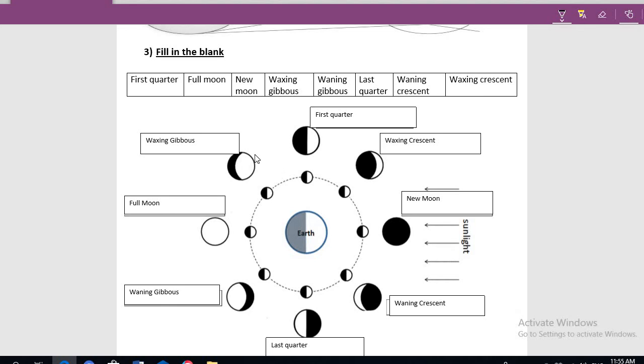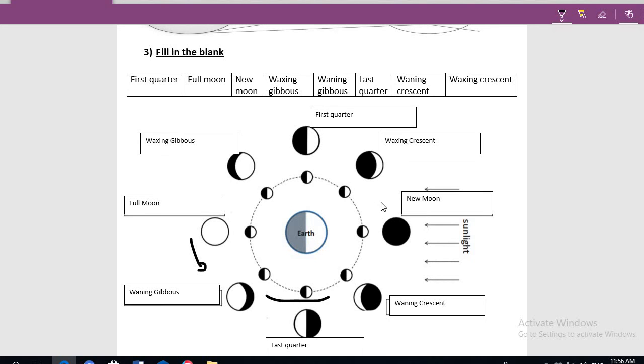Due to the revolving of the moon around the earth, the moon phases happen. This is the sunlight. When all the moon is lighted, this is called a full moon. After full moon, this is the waning part. So this is called waning gibbous, and then last quarter, and then waning crescent.